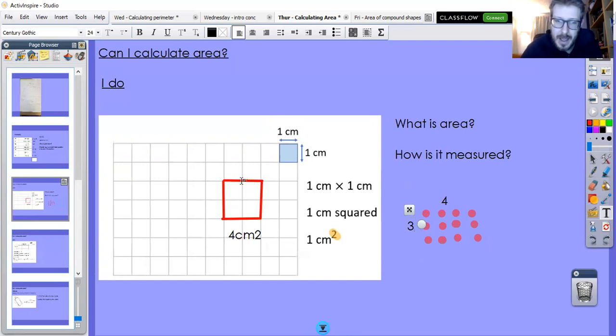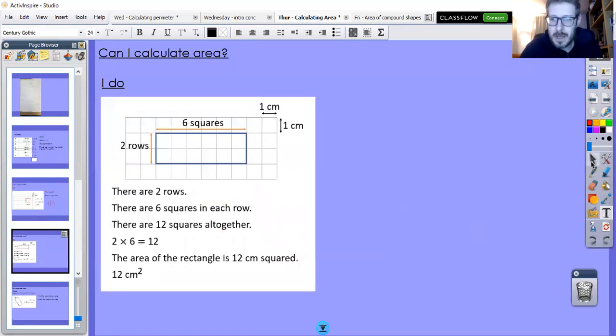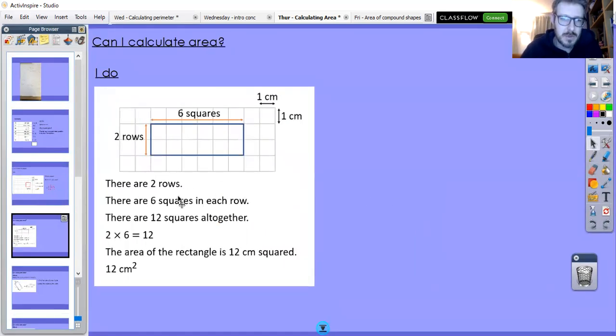It's the same when we're looking at area. It's like an array in these simple shapes, because you're multiplying the number of squares across and the number of squares down. This will tell you that there's 4 squares in total that the space is covering. Looking at it in the context of another shape, there are 2 rows, 6 squares in each row, which means there are 12 squares altogether. So we're using our multiplication, thinking of it as an array, and that means the area the shape is taking up is 12 centimetres squared.